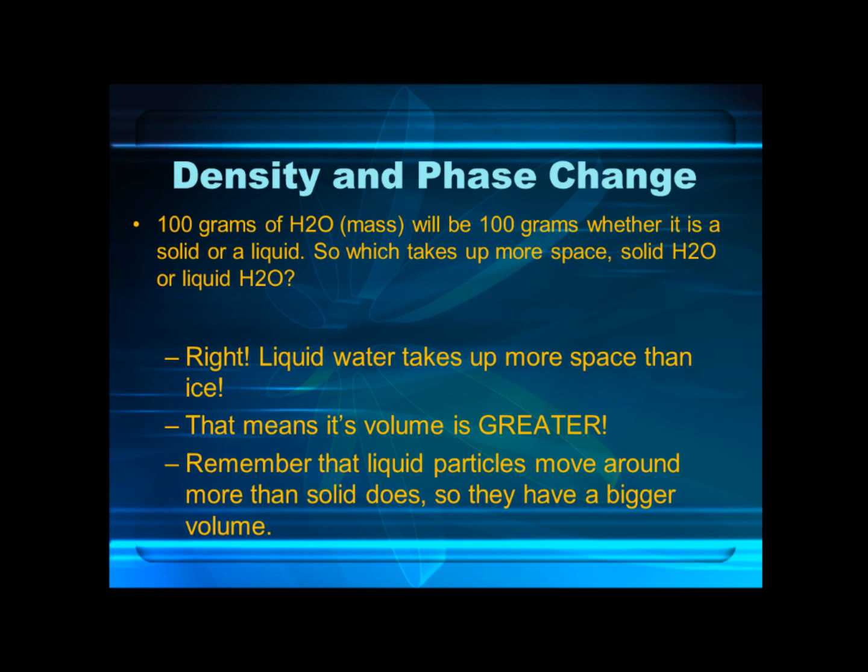Okay, so if we're looking at the mass and the volume of a solid versus a liquid, let's look at water. 100 grams of water, or H2O, is the mass. We measure mass in grams. And it's going to have 100 grams of particles, whether it's a solid or a liquid. So when ice melts, no other particles come in during that process. The particles that you started with are the particles that you end with. All right, so the thing that changes between solid and liquid is the volume.